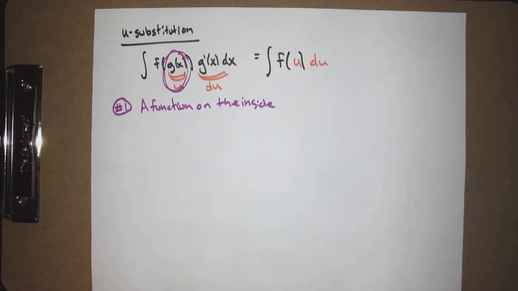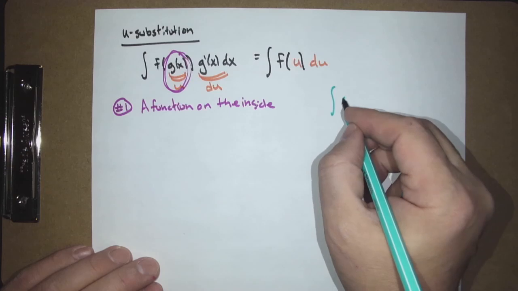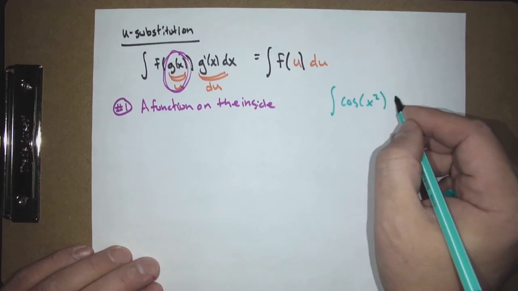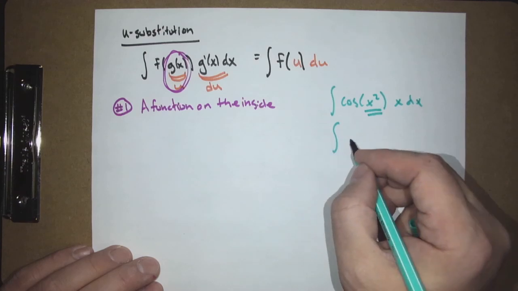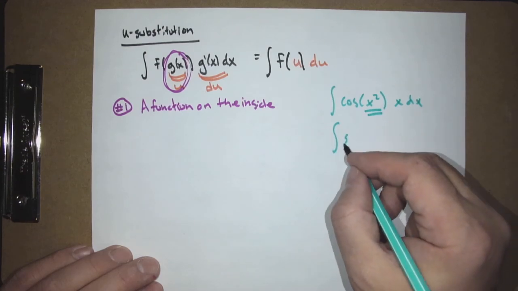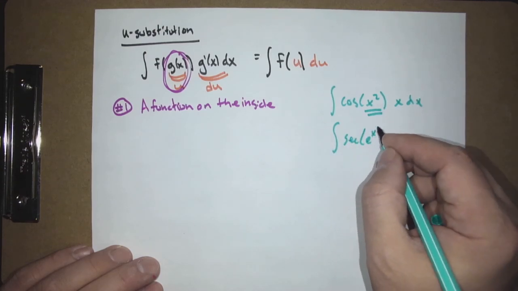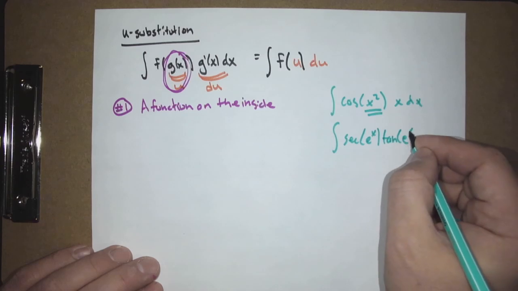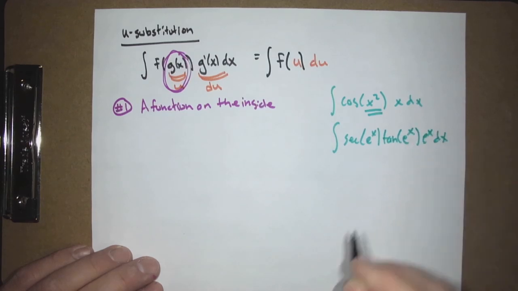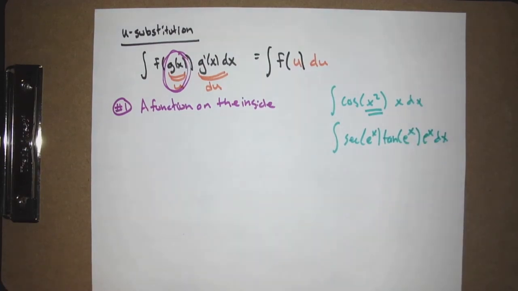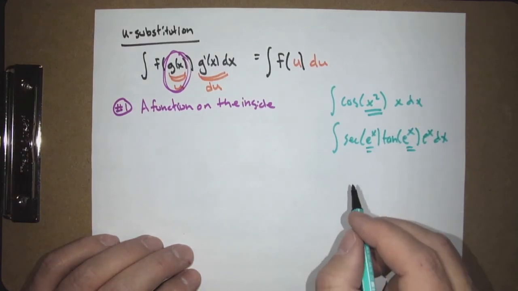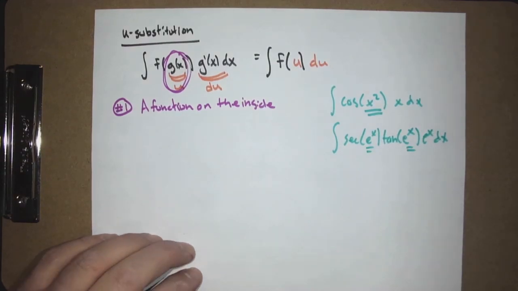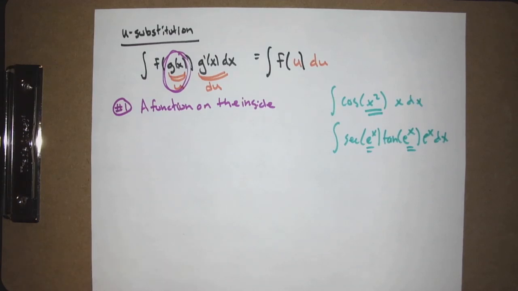So here are some examples of things you might see. So if I have cosine x squared, that x squared is on the inside. Integral of secant e to the x tangent e to the x dx. What's the inside? The e to the x. Should we do more examples, or is two enough to sort of convince you? Look for a function in a function.